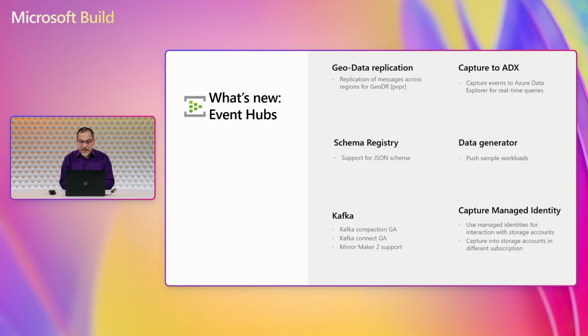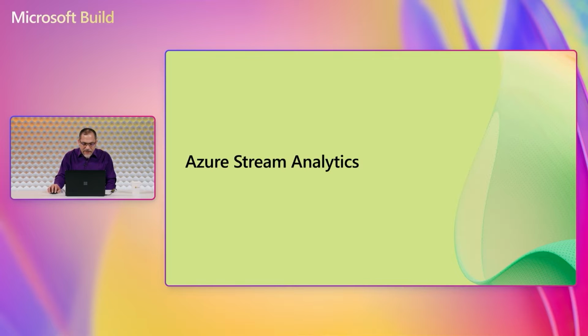We're adding a data generator so you can push sample workloads into your Event Hub. So you don't have to go and whip up a client on your own to see how your Event Hub is working or how the downstream components are consuming them. And finally, we're adding capture with managed identity. So for capture, we're enabling you to utilize managed identity so that you can now use storage accounts that are across distinct subscriptions. Now let's see what's new with Azure Stream Analytics.